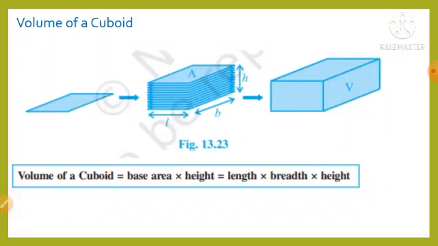Now today's lesson is volume of a cuboid. Already we have learned about volumes of certain figures, we can say objects, in earlier classes. The solid objects occupy space, we know. The measure of this space occupied by any solid object is called the volume of the object.